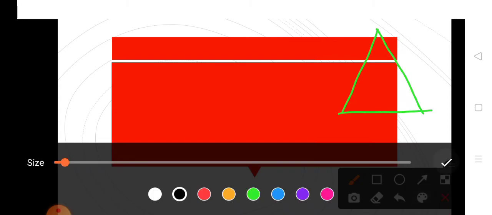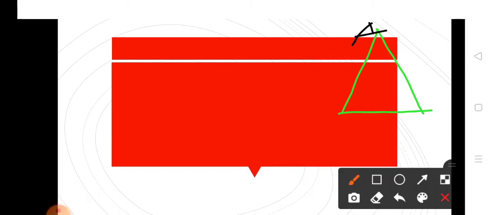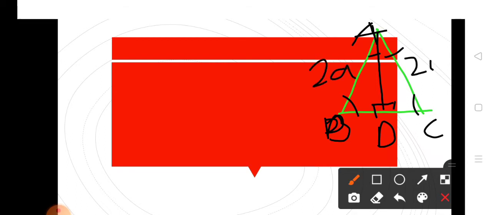For 30 degree, 45 degree. Now we'll take the same triangle as before and we'll find for what? 60 degree. This is A, this is B, this is C, perpendicular from here, AD. This is 90 degree, this is 60, 60, this is 30, this is 30. Okay, now this was 2A, this is also 2A, this is A, this is A, this is A√3.